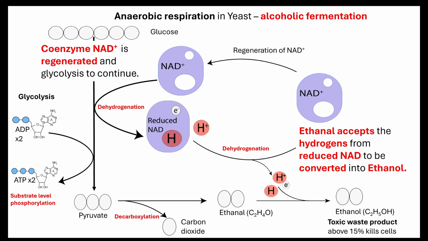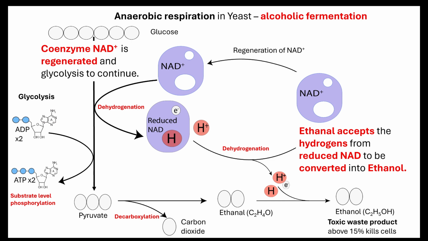Now the problem we have with yeast cells is that ethanol is actually a toxic waste product. And if the ethanol concentration gets above 15 degrees, it will actually kill the cells. And that is how we use alcoholic fermentation in the production of alcohol.